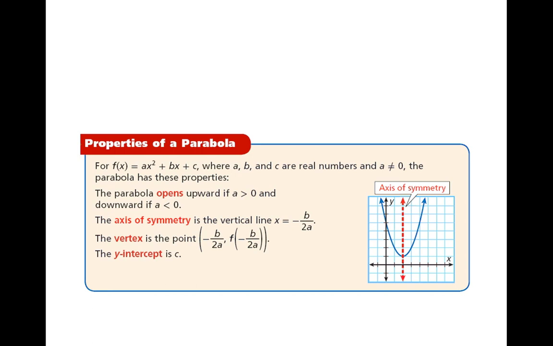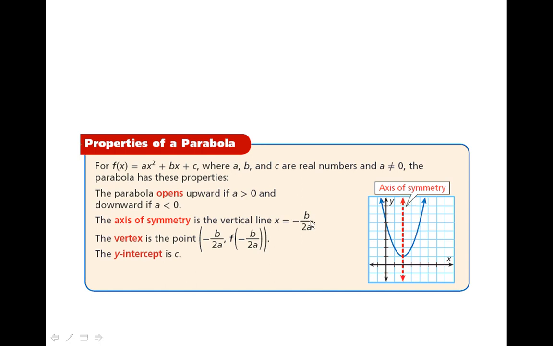So here's all of that previous information simplified. Looking at a at the very front of ax squared, if it is positive, then it opens upward. If it is negative, it opens downward. The axis of symmetry is the vertical line x equals negative b over 2a. The vertex is the point negative b over 2a. In other words, the same value we got from the axis of symmetry.